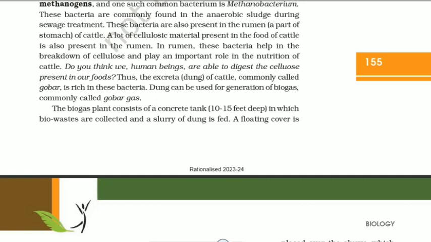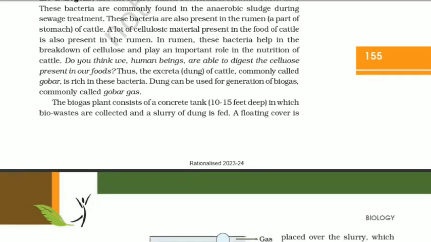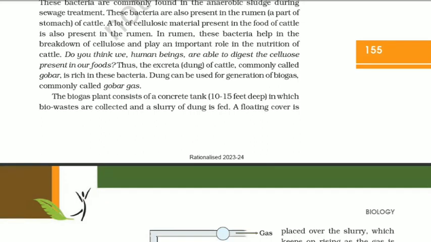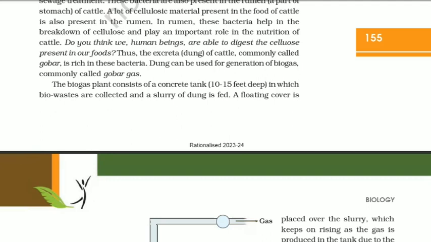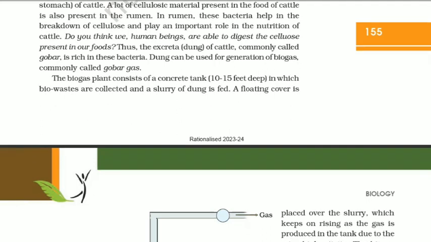These bacteria are also present in the rumen, a part of the stomach of cattle. A lot of cellulosic material present in the food of the cattle is also present in the rumen. In the rumen, these bacteria help in breakdown of cellulose and play an important role in nutrition of cattle. Do you think we, human beings, are able to digest the cellulose present in our foods?